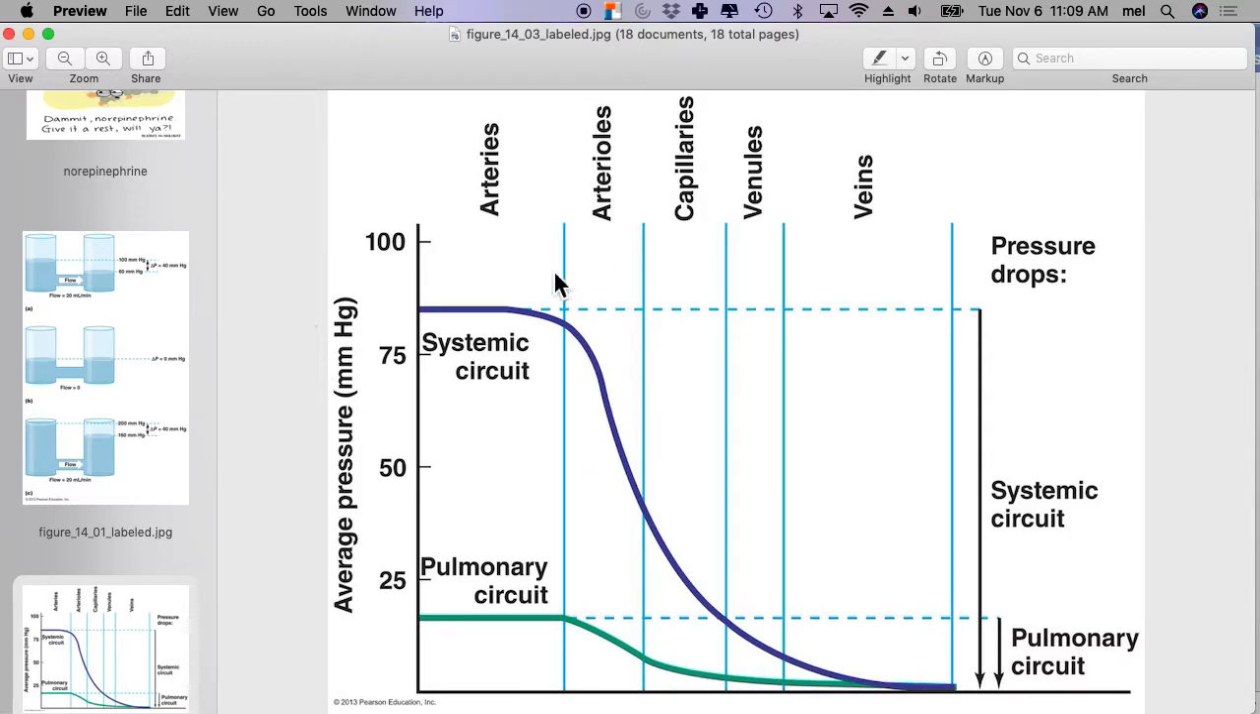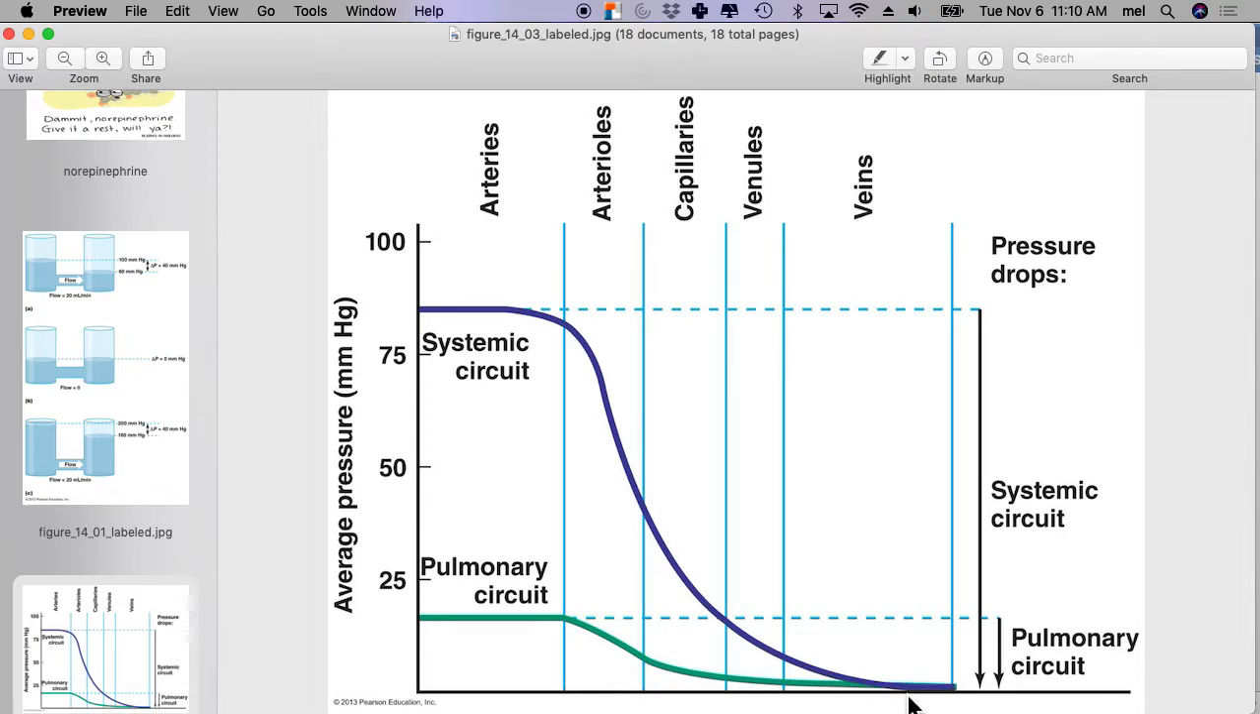You guys remind me, the systemic circuit goes from what chamber to what chamber? Left ventricle to right atrium. Good. Okay. And it's much higher pressure, but the same kind of story that you have for pulmonary circulation. Pulmonary circulation goes from what chamber to what chamber? Right ventricle to left atrium. Okay. Please note that it's the same kind of story, but a way lower pressure.